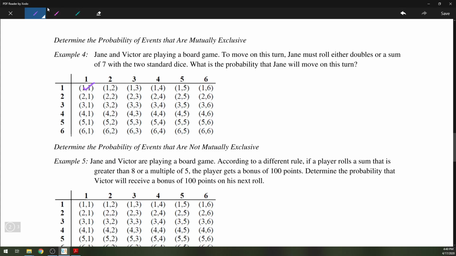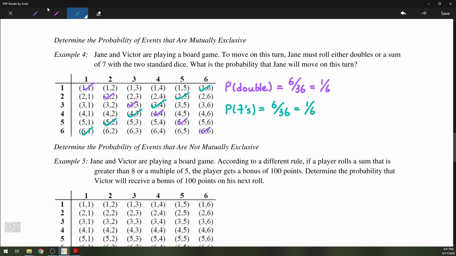Let's see. So doubles will be these 6 outcomes. So the probability of doubles, of course, is just 6 out of 36, which of course is 1 over 6. Sum of 7: 6 plus 1 is 7, 5 plus 2 is 7, 4 plus 3, 3 plus 4, 2 plus 5, and 1 plus 6. So those are the different ways you can get 7s. So that's 6 out of 36 outcomes as well.